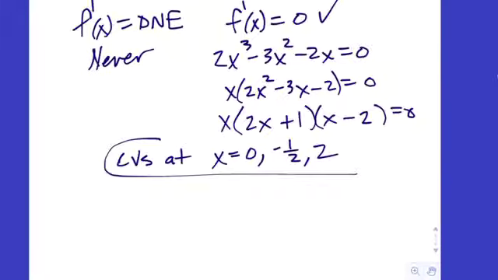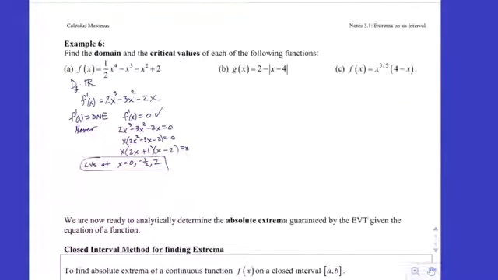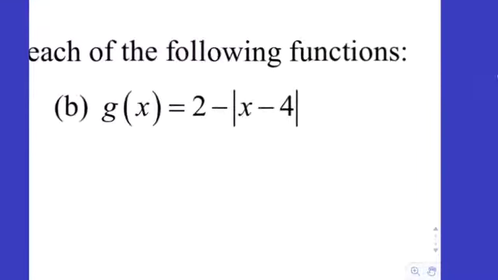Now, do we know at this point if those are going to be locations of local max or min? Not necessarily. Remember, those are just the potential location of local max or min. We're going to have to get some more information if we want to know if those are local max or min locations. But we'll do that later. Right now, we're just focusing on finding critical values. All right. G of x equals 2 minus the absolute value of x minus 4. Is this one we can take the derivative of?